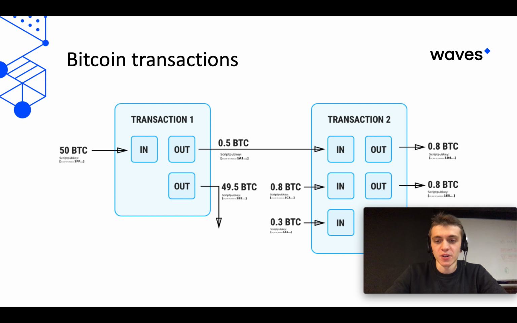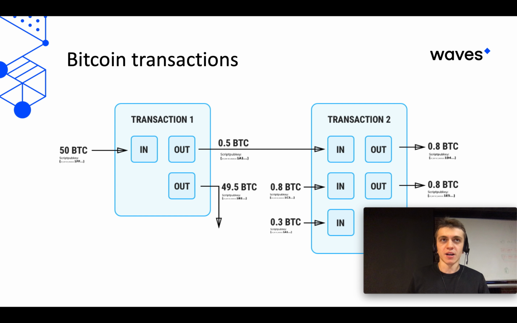Bitcoin. It was the first blockchain, the very first blockchain, and how does it work? There are transactions in Bitcoin, and each transaction has inputs and outputs. So if you want to make a transaction to send some bitcoins from your account to another person's account, there are no accounts at all in Bitcoin. Let's make it clear. There are no accounts at all.